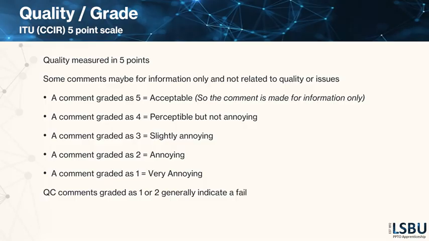One of the best ways that we can indicate to the editor or the producer what to do about it is to give it a grade out of 5, for instance. So anything that's grade 1 or 2 is a fail and it needs to be fixed. So it's very annoying or annoying. Grade 3 is slightly annoying. Grade 4 is perceptible but not annoying. And grade 5 is completely acceptable.